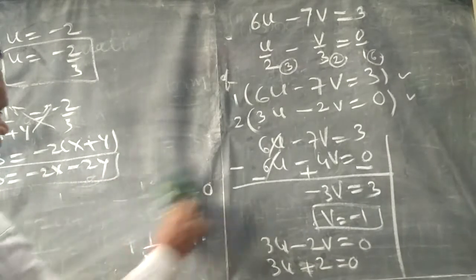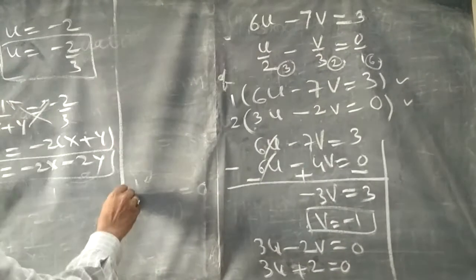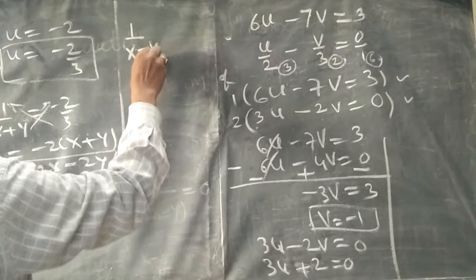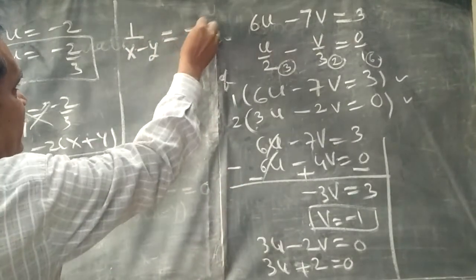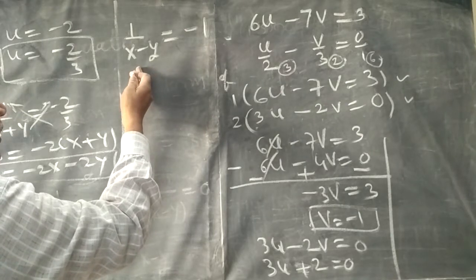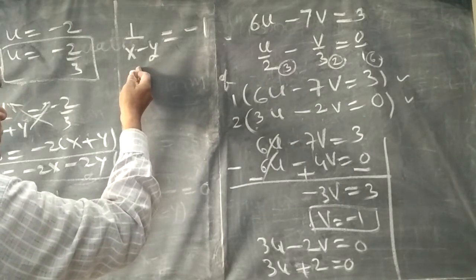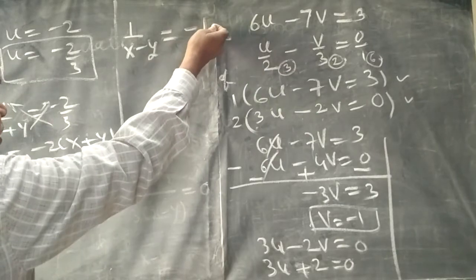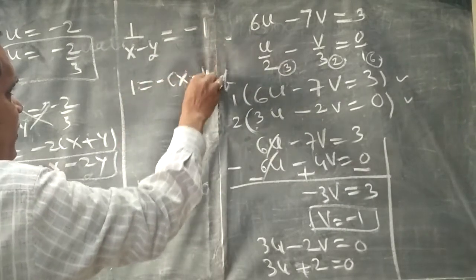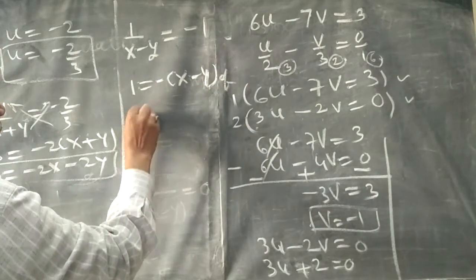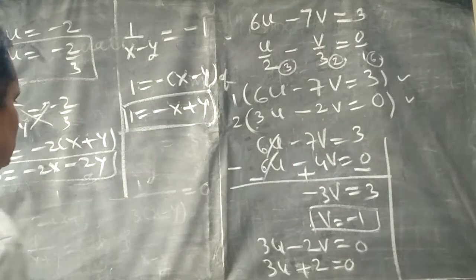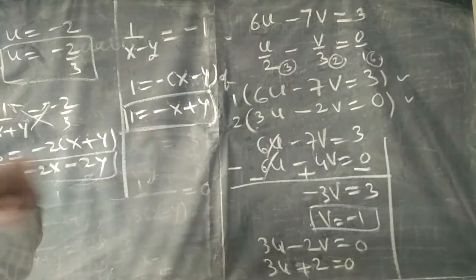And now I am taking this v. V is what? 1 upon x minus y equal to minus 1. So we are taking cross multiplication. Remember it. Okay. See, x minus y will come this side. So minus 1 into this 1 equal to minus bracket x minus 1. So I got 1 equal to minus x plus 1. I got this second. Now I will solve these two.